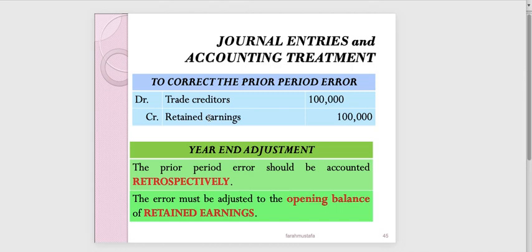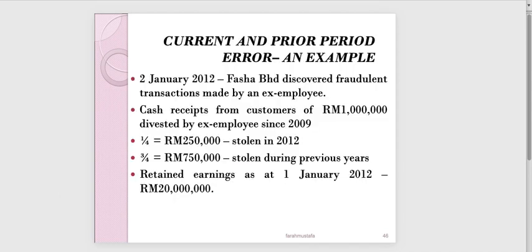If you adjust your current year SOPL, then the SOPL that you report for this year is inaccurate, because you have included some item that was meant for last year. So this adjustment for the previous year error, we call it retrospective, and we adjust the opening balance of the retained earnings. Okay, all right, I stop here.